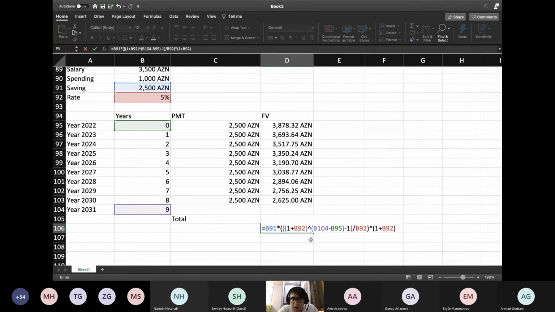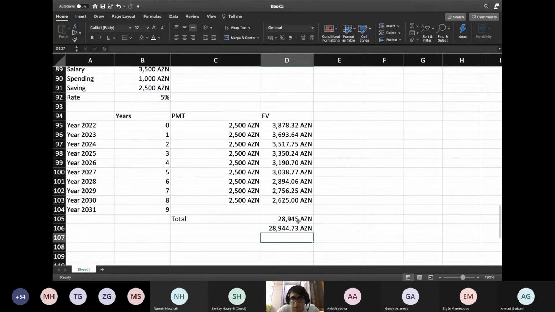5%. I wrote here the present value of annuities formula. Not present value, I'm sorry, future value of annuities. Formulanı yazdım bura. Sadece o formula ordinary annuity üçündür. Annuity düyünü tapmaq üçün 5% onu multiply vururuq. The same result.